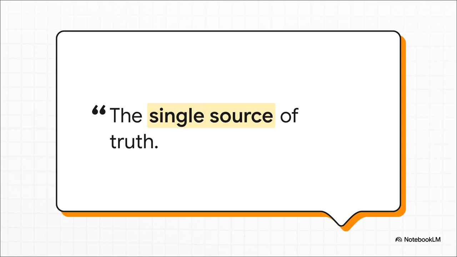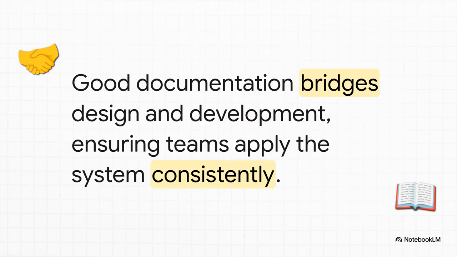It's all right there. And this is the crucial part. This manual is what bridges the gap between the world of design and the world of development. It has clear instructions, guidelines on when and how to use things, and even ready-to-go code snippets. This makes sure that the button a designer dreams up is the exact same button a developer actually builds. And that alignment, that's the secret to a truly consistent product.